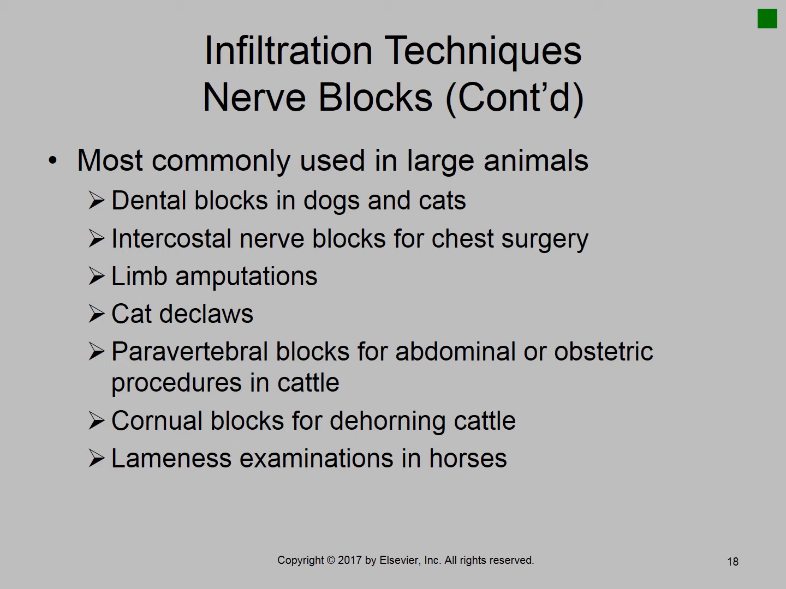We can also do intercostal nerve blocks for chest surgery. You'll see limb amputations. We're not going to get into the ethics of cat declawing, but if that is something that is being done, ring blocks with cat declaws work wonders. Paravertebral blocks for abdominal or obstetric procedures in cattle. Corneal, might want to remember the name of that nerve. The corneal nerve is blocked for dehorning in cattle and as a procedure for lameness examinations in horses.